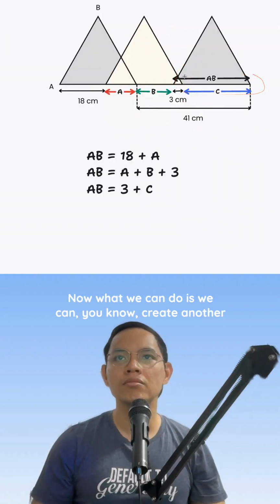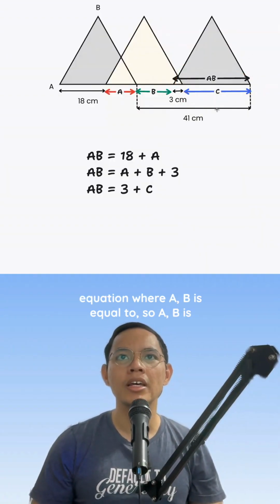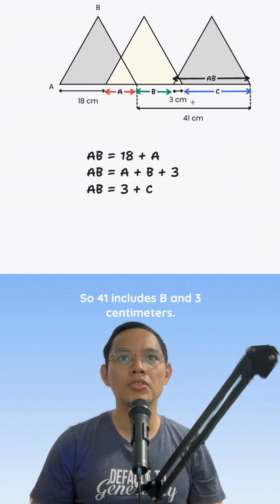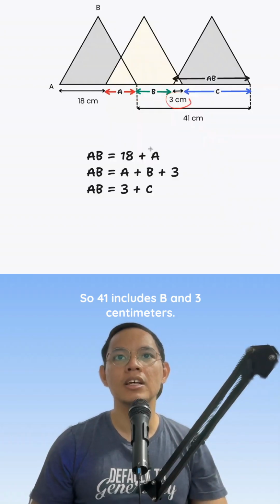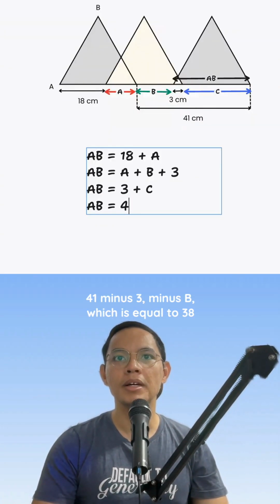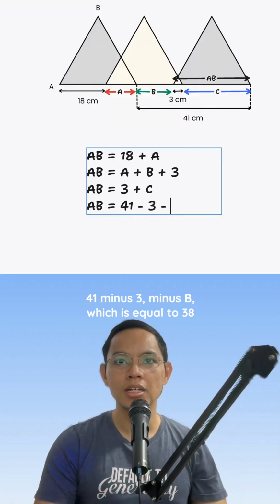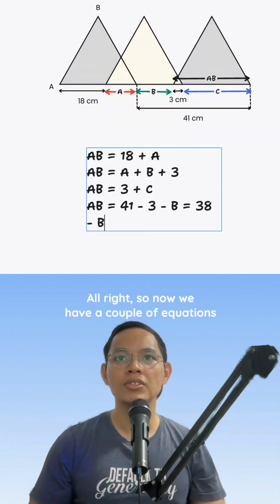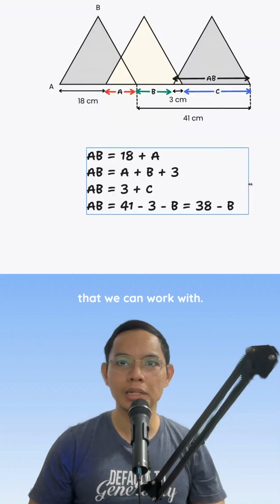Then we can create another equation where AB is equal to 41, and then we can minus what? So 41 includes B and 3 centimeters. So in this case, AB is equal to 41 minus 3 minus B, which is equal to 38 minus B. That's it. All right, so now we have a couple of equations that we can work with.